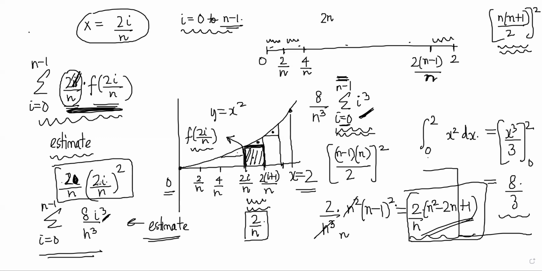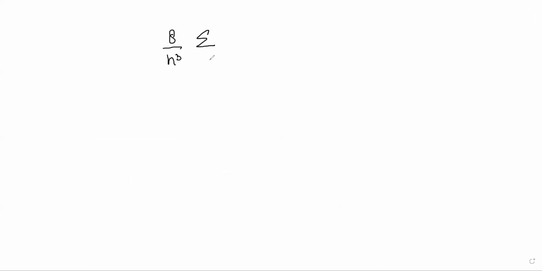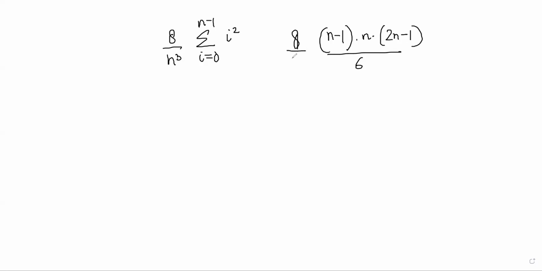It will be 2 by n into this. So my expression was a little wrong. It will be 8 by n cube times the summation of i square, right? So I am getting 8 by n cube summation, i goes from 0 to n minus 1 of i square, which becomes n minus 1 into n into 2n minus 1 by 6, since replacing n by n minus 1 gives 2n minus 2 plus 1, so 2n minus 1 by 6, right? And outside is 8 by n cube. Now it is coming correct. This is my area of the n rectangles, right?